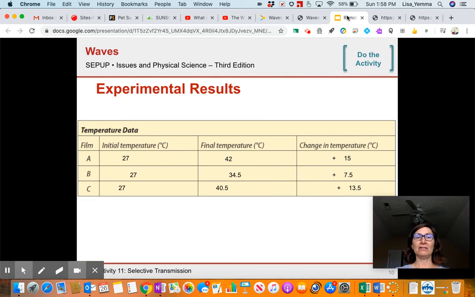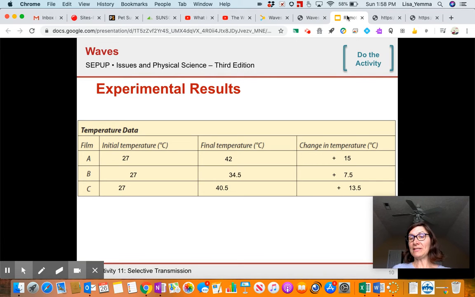I did notice that for box A's final temperature, it was about 42. For box film B's temperature, it was 34.5. And for C, it was 40.5. And so when I look at the temperature changes, the reason why we have initial, final, and change is maybe the initials weren't the same, but in our case, they were. The change in temperature, film A increased by 15 degrees Celsius.